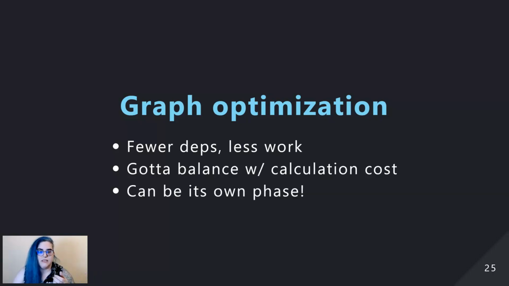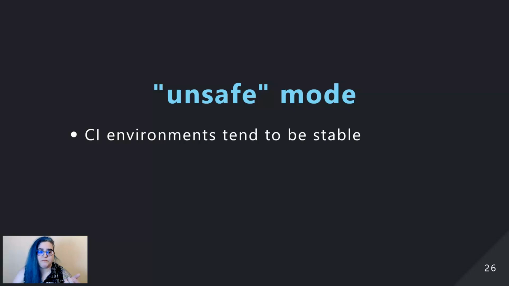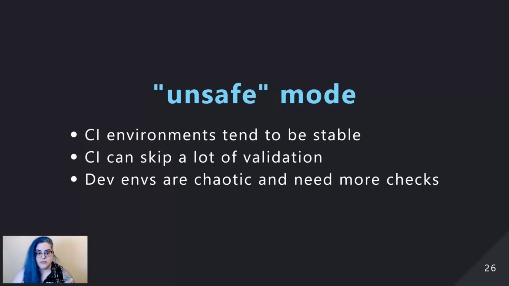Cool. I also like having the concept of an unsafe mode. CI environments tend to be really stable. You can skip a lot of validation because CI environments do it themselves. A lot of this validation you need in dev environments because dev environments are chaotic. They break, they corrupt. This is not the case for CI environments.